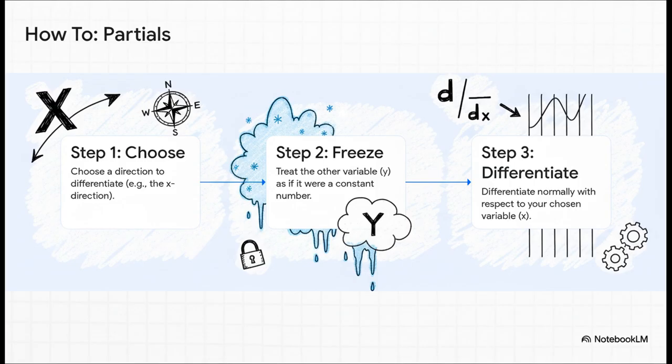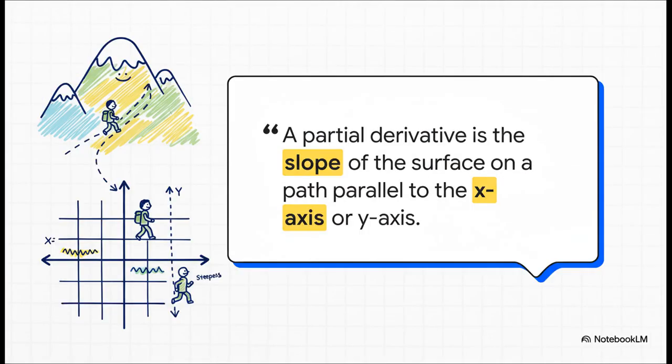And finally, you just take the derivative with respect to x, like you always have. It's this really clever way of simplifying a complicated problem by just looking at one slice of it at a time. Let's go back to our mountain. Imagine you're standing right there on the surface.